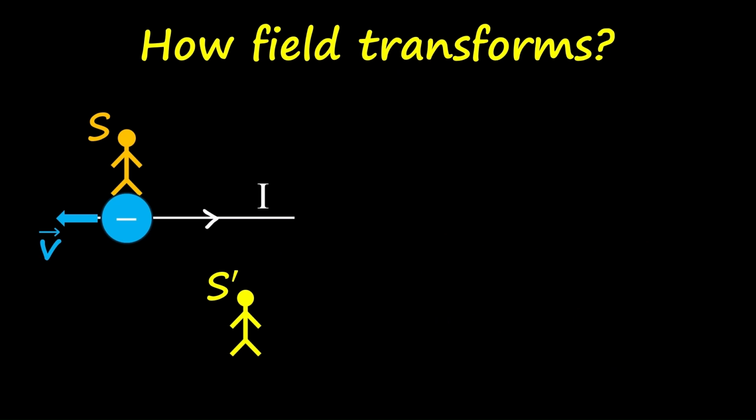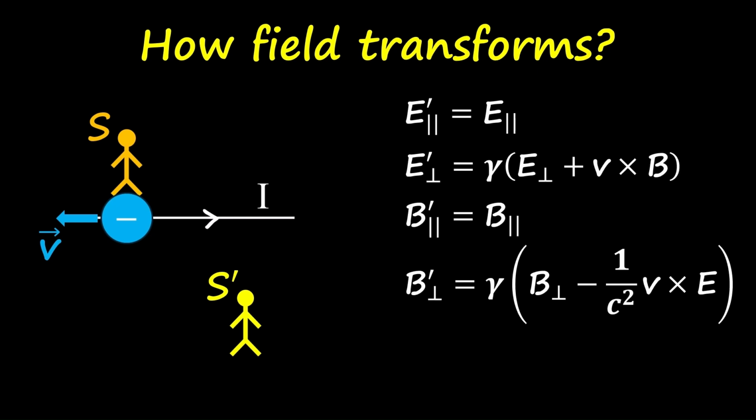Since relativity is coming into the picture, we have to use the field transformation from one frame of reference to another frame of reference. Now, let us take a simplified case where S frame of reference is moving with the velocity v. Then the electric field component and the magnetic field component will transform by these formulas. Don't worry about these formulas. We'll deal with them one by one in a very simplified manner.